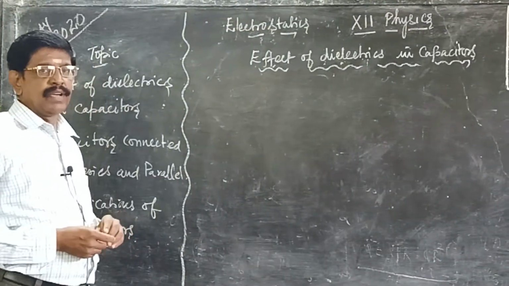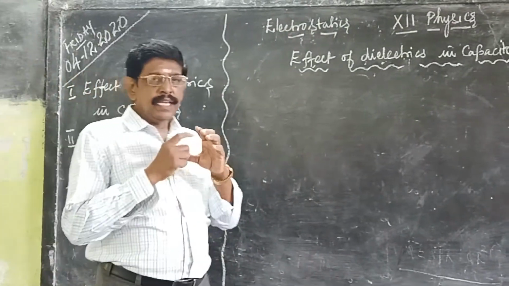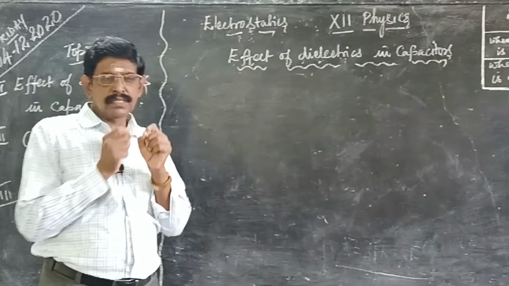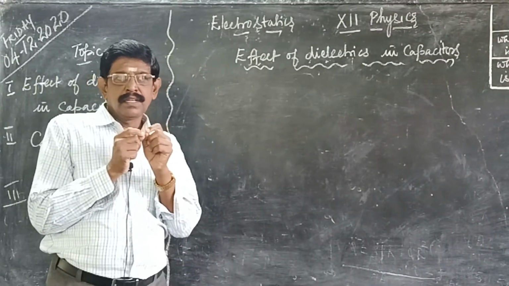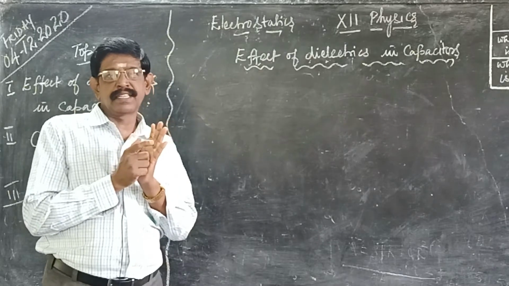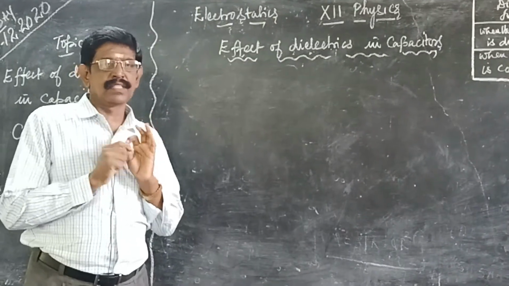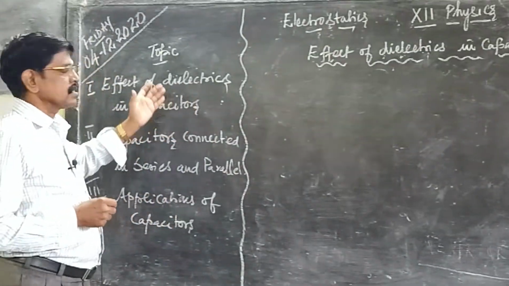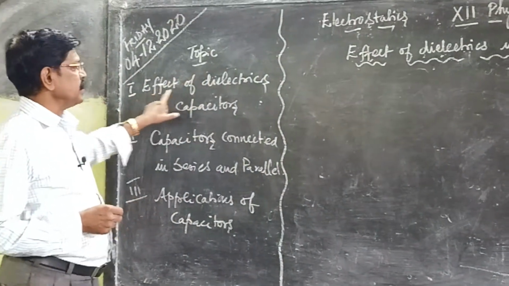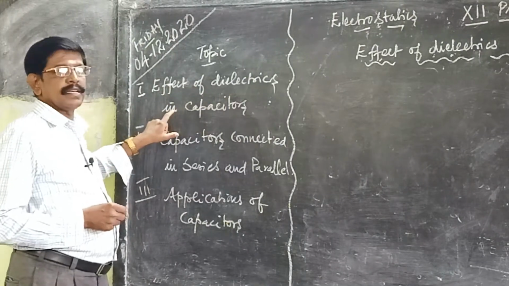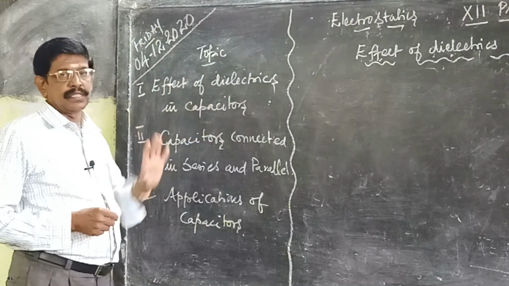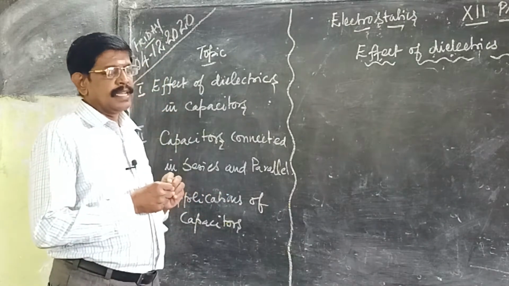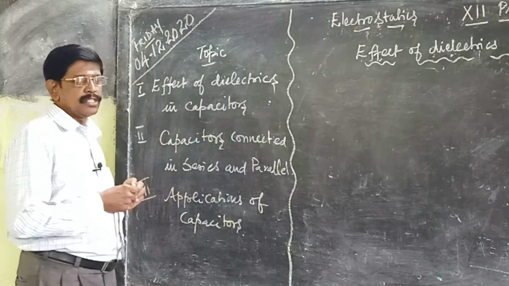In the previous class, what we discussed is the empty parallel plate capacitor. That means the space between the two parallel plates is empty or filled with air. Today we are going to discuss the effect of dielectric in capacitors. What happens when the dielectric is inserted in between the two plates?